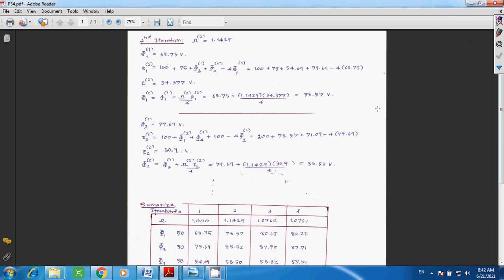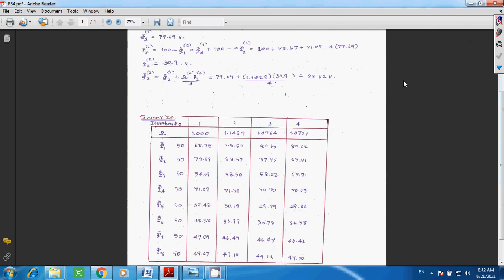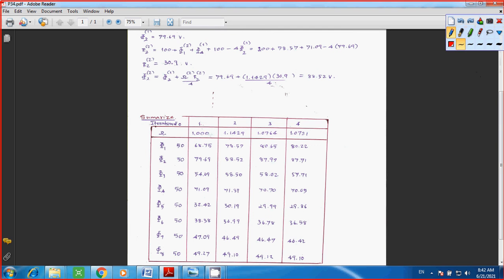So I summarized all the values from each iteration. This is my first iteration, this is my second, my third, my fourth, and it can go on. But you can see that the numbers don't change much. You can stop with the fourth iteration. So these numbers of omega, from 1 to 1.14, but this is 1.07. This is also 1.07 from the fourth iteration.